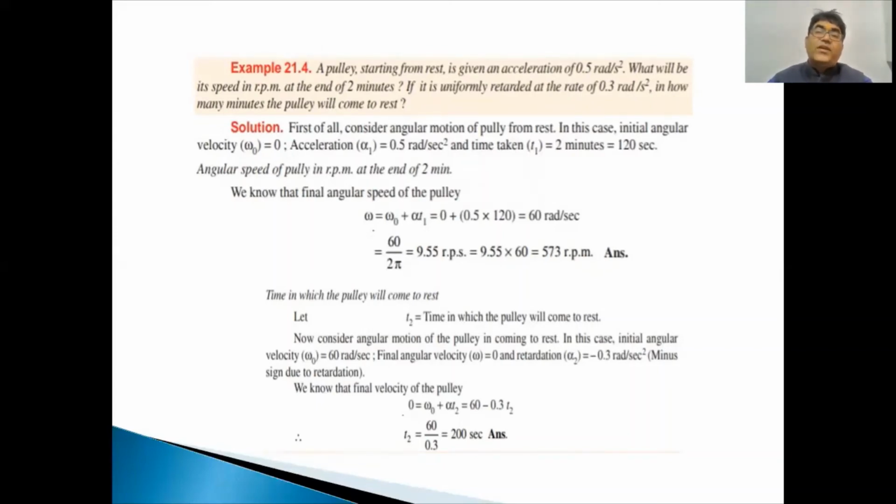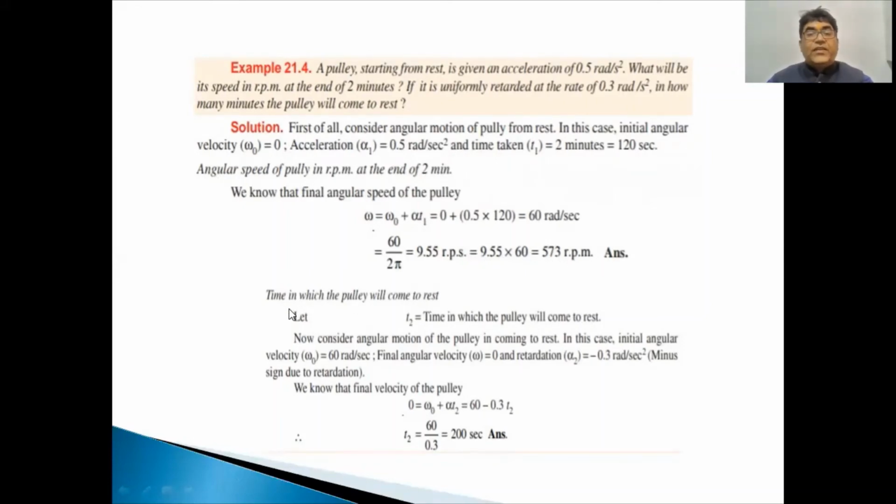Applying the first formula, omega is equal to omega 0 plus alpha t1. Omega 0 is 0 plus 0.5 into 120 comes out to be 60 radians per second. Converting it into RPS, we will divide it by 2 pi. We will get the answer as 9.55 revolutions per second. And again converting into RPM, we will multiply it by 60. We will get the final answer as 573 RPM.